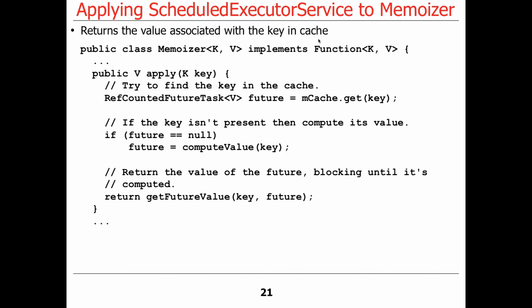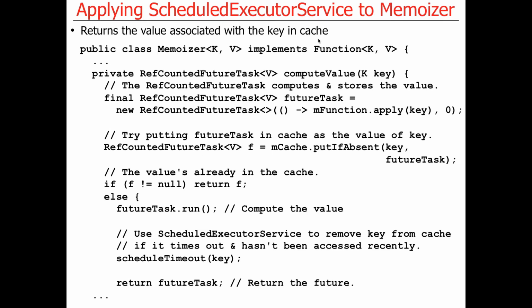By the time we get done with this piece of code, either we got back the cached value or we've computed the new value. And then we go ahead and get the future value for the key in the future. And you'll see what that does in a second. That basically just does the logic that waits for the result to be done, if it's not already done.